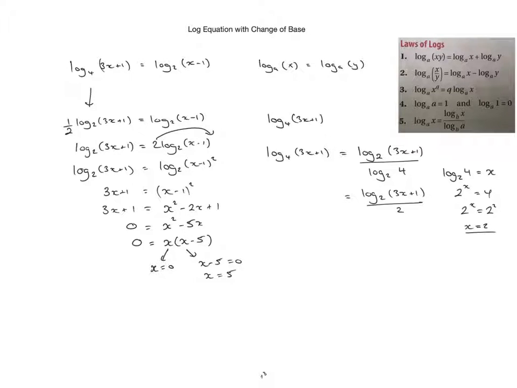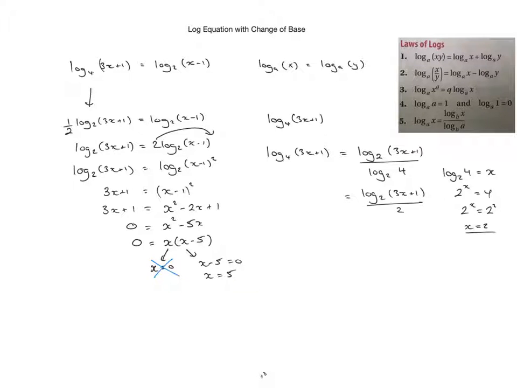And now we have to check both solutions because this is a log equation. So we have to check both solutions in our original equation at the top here. The first one we're going to put through is x is equal to 0. If I put x equal to 0 in here, I get log 4 of 1 is equal to log base 2 of 0 minus 1, which is minus 1. I am not allowed to have a negative log. It does not exist.